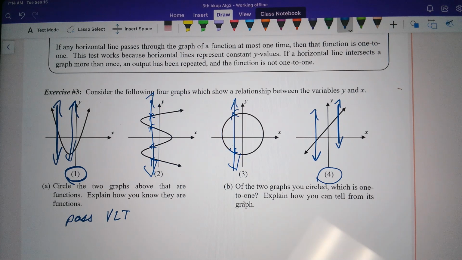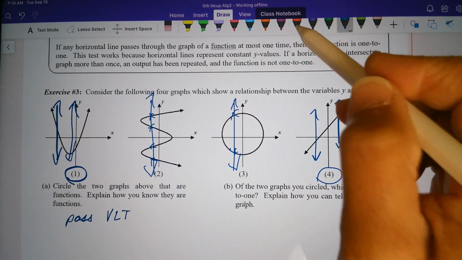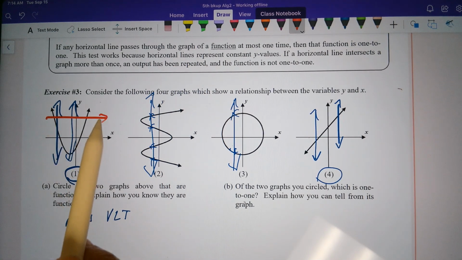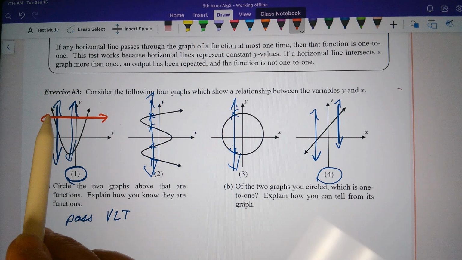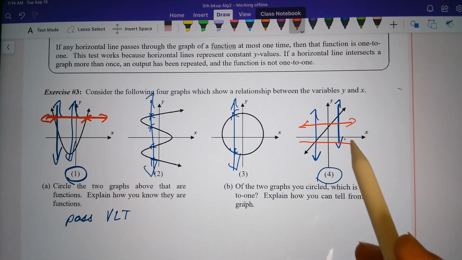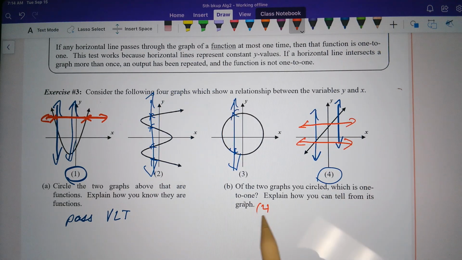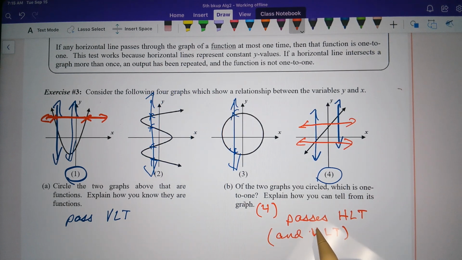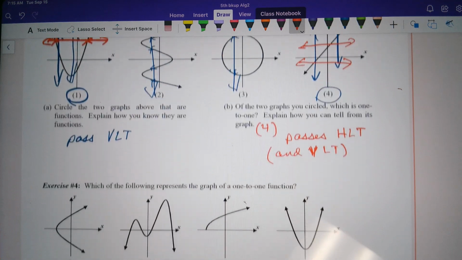Of the 2 graphs you circled, which is one-to-one? Is 1 one-to-one? No, when we draw a horizontal line, it intersects our function at more than one place on the graph. So 4 is one-to-one. It passes the horizontal line test and the vertical line test. So again, in order to be a one-to-one function, it first needs to pass the vertical line test and then the horizontal line test.